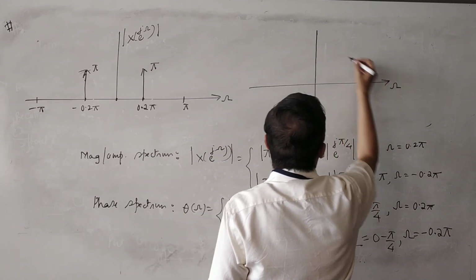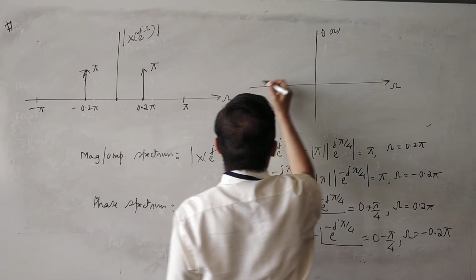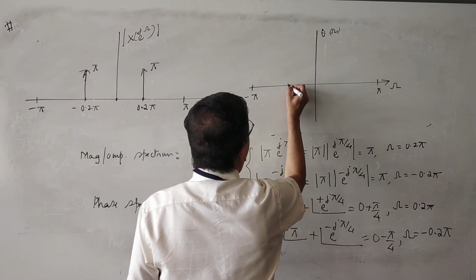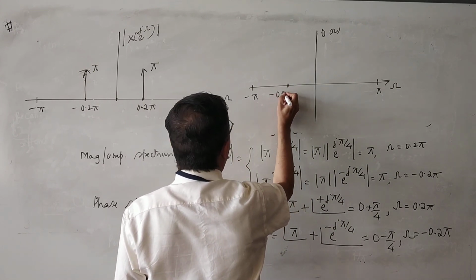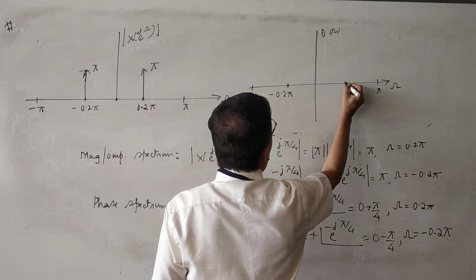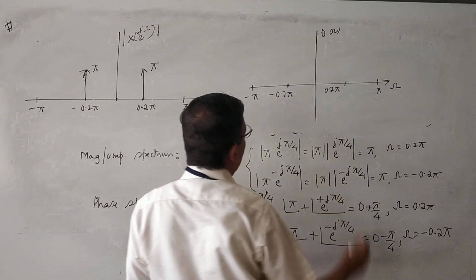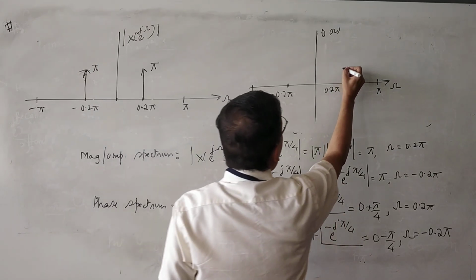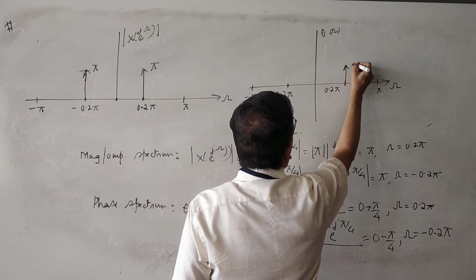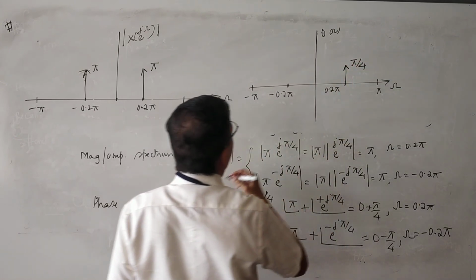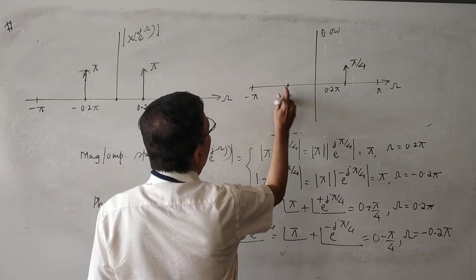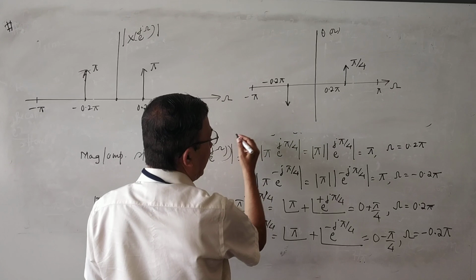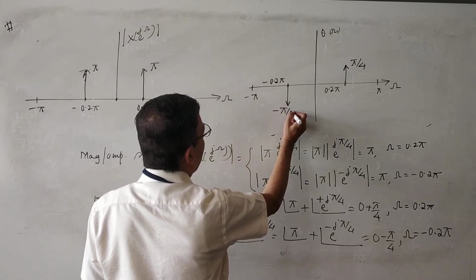X-axis is omega, y-axis is theta of omega. This is minus pi, this is plus pi. This is minus 0.2 pi, this is plus 0.2 pi. At plus 0.2 pi, what is the angle? Pi by 4. So we have an impulse representing pi by 4, and at minus 0.2 pi we have an impulse whose strength is minus pi by 4.